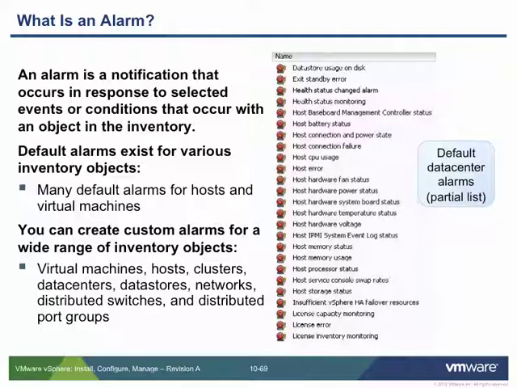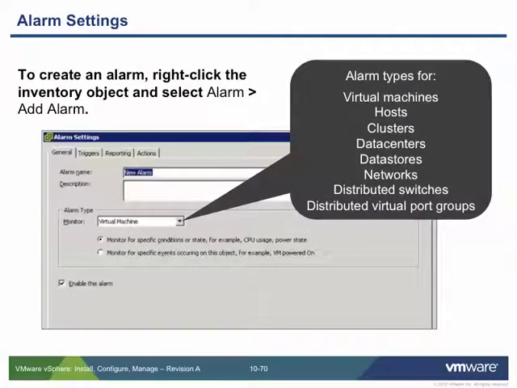You can create custom alarms, or even these alarms that you see, and apply them to virtual machines, hosts, clusters, data centers, data stores, networks, distributed switches, all kinds of different objects. So to create an alarm setting, you right-click on the inventory object itself. So if you want to create an alarm for a virtual machine, you click alarm and add alarm, and this is what the wizard looks like as you walk through it. And there you go, alarm type.